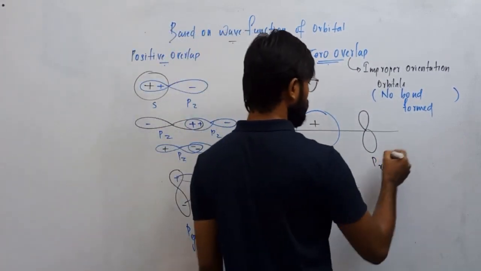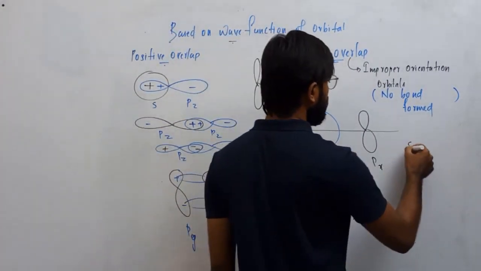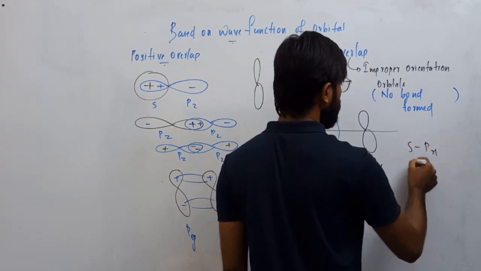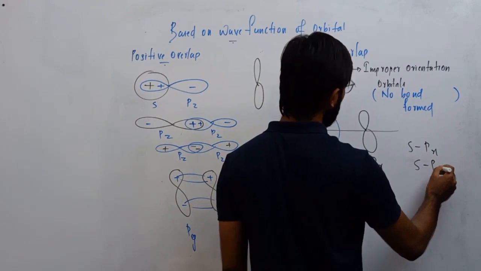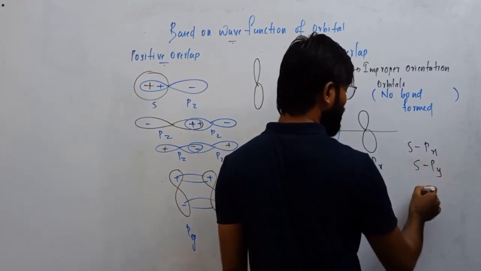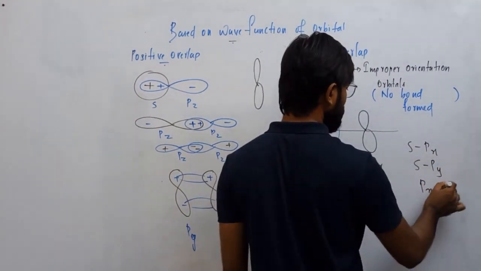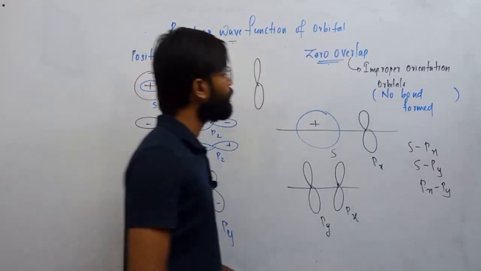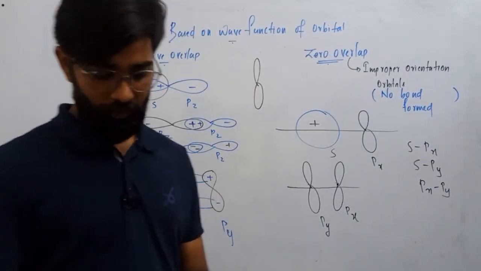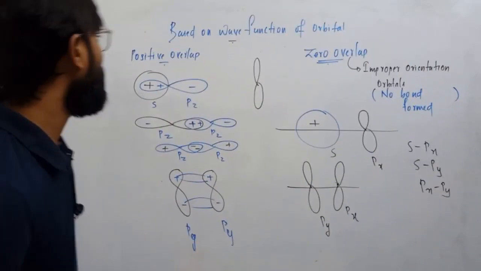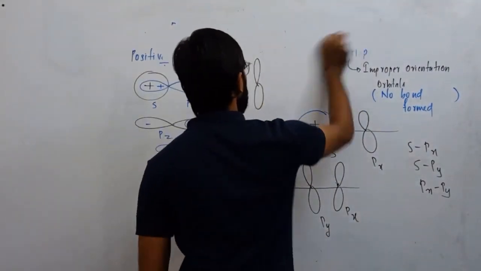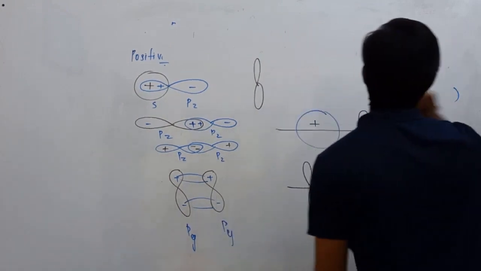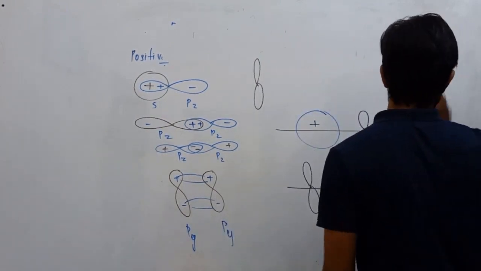So between s and px or s and py, zero overlap will be there, or between px and py. Okay, fine. So that's all about the different types of overlapping based on the designation of orbitals, like the designations corresponding to the crest and trough, like plus and minus.